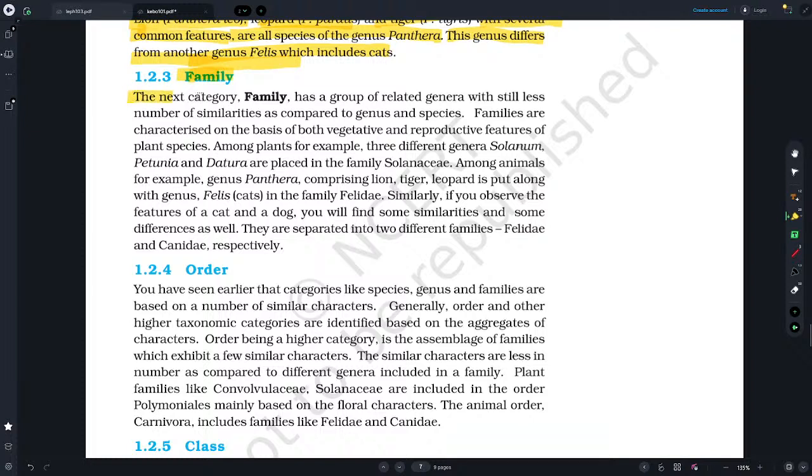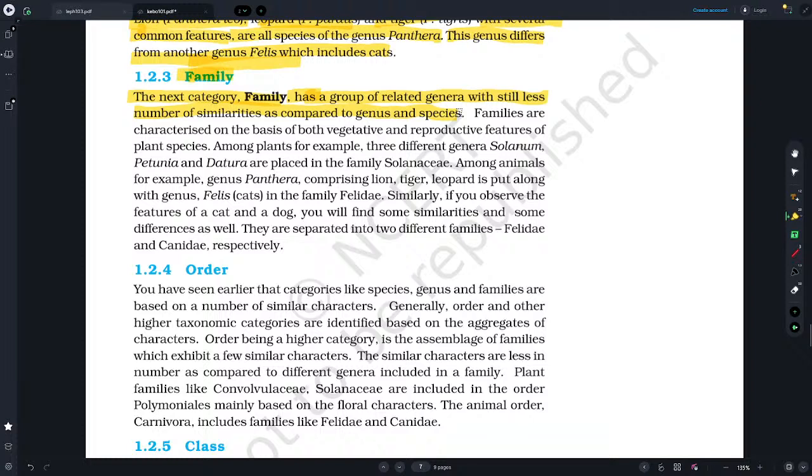Family, the next category, which is above the genus. Species, genus, then comes the family, if we go in an ascending order, as we climb the steps. The next category, family, has a group of related genera with still fewer similarities as compared to genus and species. We can say that family can be defined as closely related genera. A group of closely related genera is what we call a family.